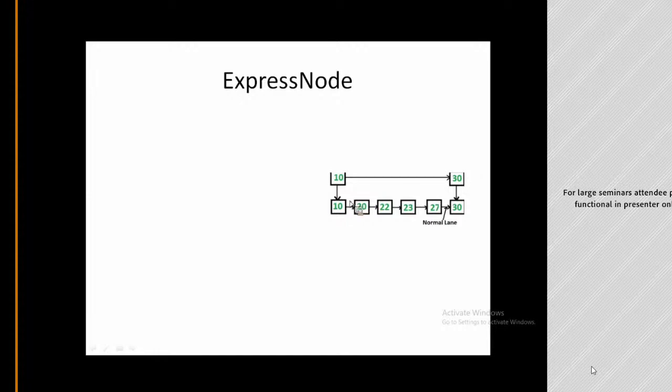Because see, what is the express lane? I'm looking for, say, 23. So I go to the next, I come to 30. 23 is less than 30. I come back here, come down, and then go in the normal lane. So that mechanism, that provision in your structure, should be made so that I can come down in the normal lane and then the normal linked list goes next, next, next.